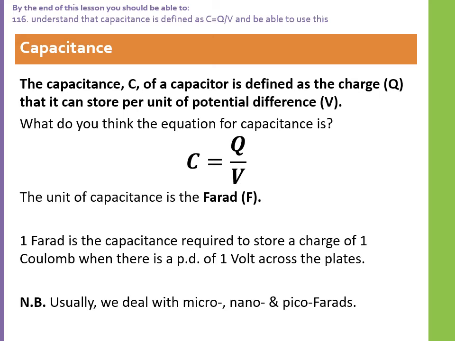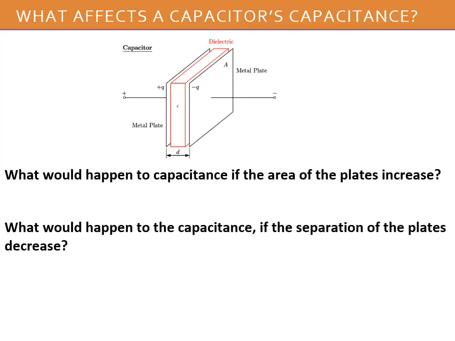But typical capacitance values range from about 1 picofarad. Pico means 10 raised to the power minus 12, and we take 1 microfarad, which is 10 raised to the power minus 6, nanofarad, which is 10 raised to the power minus 9. So these are the symbols we need to remember.